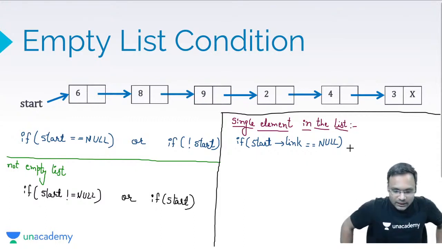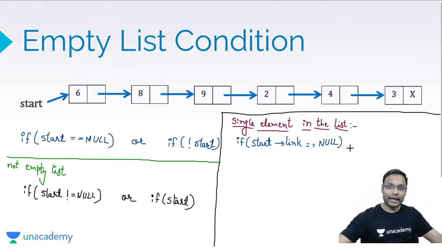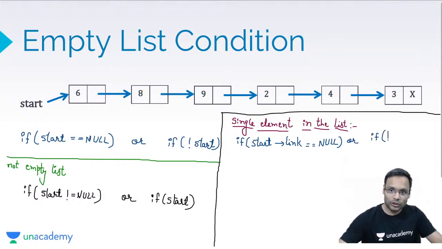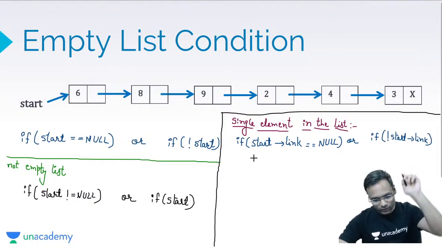List pointer link is equal to null means single node you have. In other way, how can I write it? In other way, I can write it like this way, or if not of start ka link. Is that fine? In this case, this condition is true when you have start ka link null, means single node.